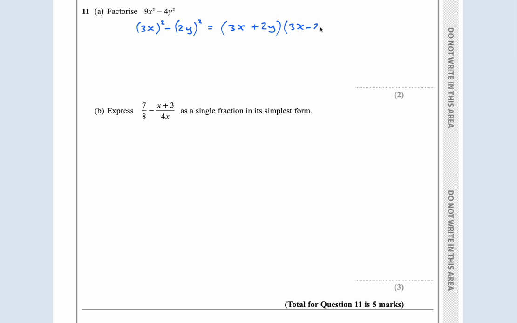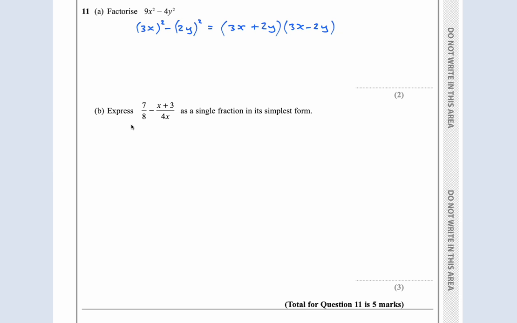Now, how did I know it was a difference of two squares? Well, the x squared minus y squared is obvious, and the 9 and the 4 is less obvious, but 9 is a square number and 4 is a square number, so you can just change that to 3x squared and 2y squared in a bracket. Okay, that's question 11. That's it. Once you understand difference of two squares, guys, it's actually really easy.